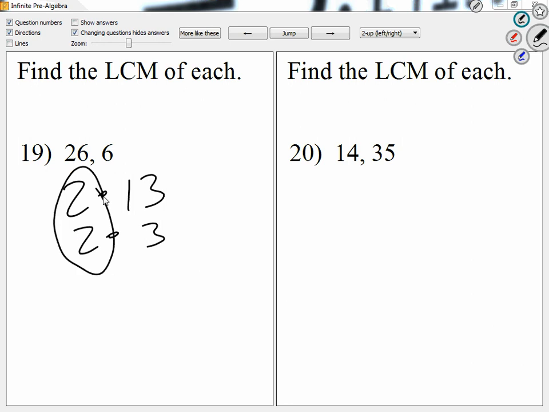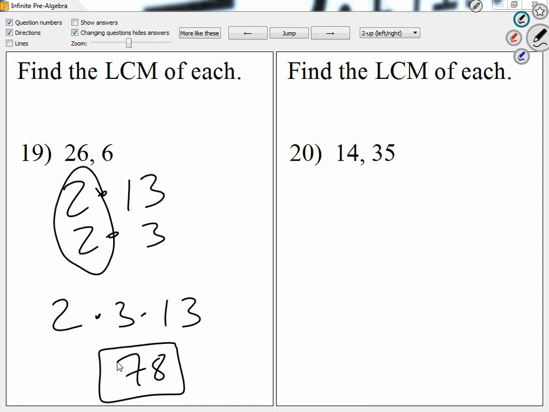Once again, I'm going to start it the same. I notice that my greatest common factor is 2, but for least common multiple, I'm going to take my greatest common factor multiplied by everything else that I was not able to get in the group. So I'm going to go 2 times 3 times 13. How much is that? 78. Least common multiple, I'm looking for bigger numbers.